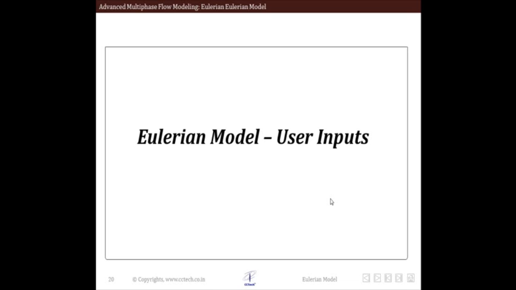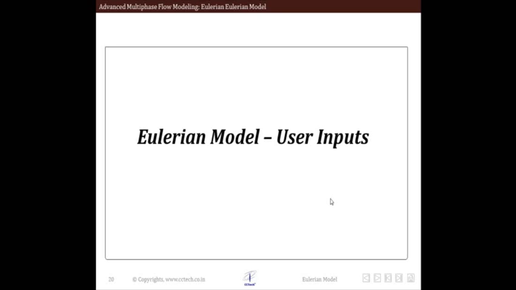Now let us move to the next section where we will discuss all the user inputs that are required for setting up a Eulerian model. We will discuss all the user inputs in detail and also see the submodels within the Eulerian multiphase model.